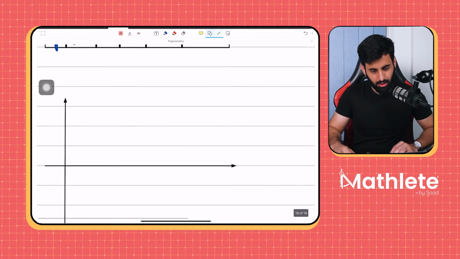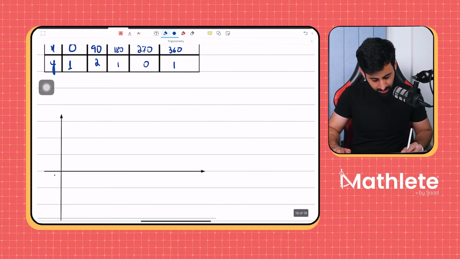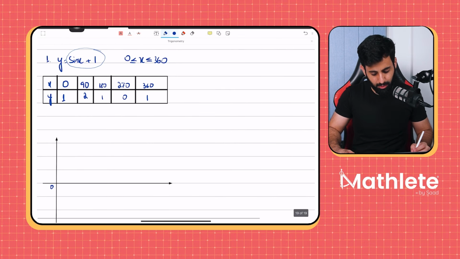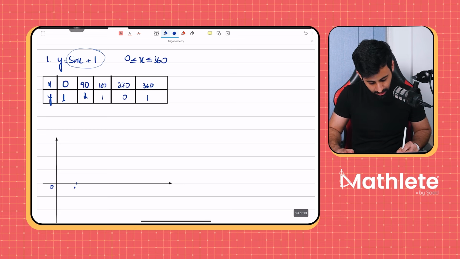Okay. So, how does this help? Now we know exactly what sine x is, what y is equal to when x is 0, and 90, 180, 270, 360. Okay, so now all you have to do is at 90, mark 2. Okay. At 180, mark 1. And at 270, mark 0. And at 360, mark 1.